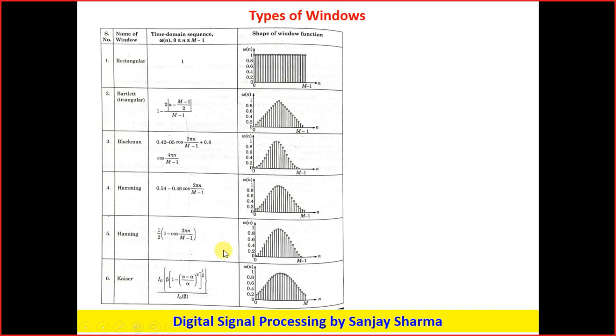So here M corresponds to L. M corresponds to L. M minus 1 is basically capital N, the order of the filter. Right?